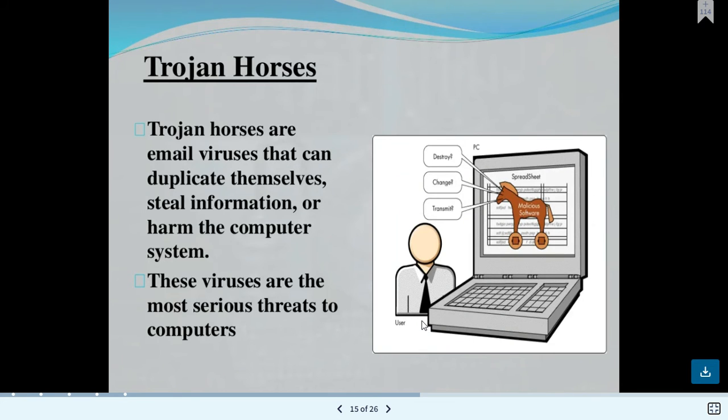Okay, Trojan horse. What is a Trojan horse? This is a type of virus as well. Trojan horses are email viruses that can duplicate themselves, steal information, or harm the computer system. These viruses are among the most serious threats to computers. As you can see, a Trojan horse can destroy, change, and transmit information from any spreadsheet, any data, on any software of the user.